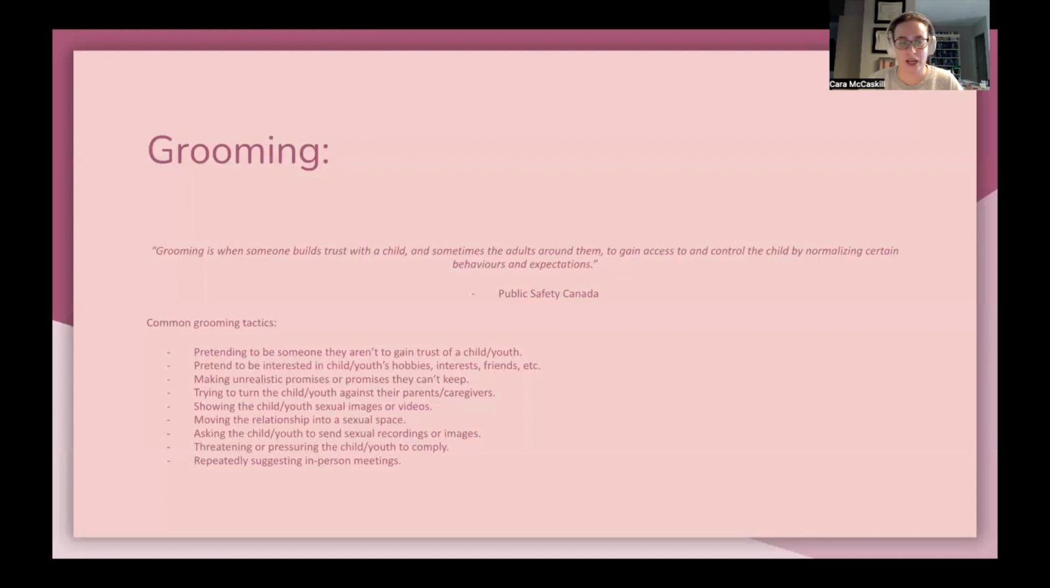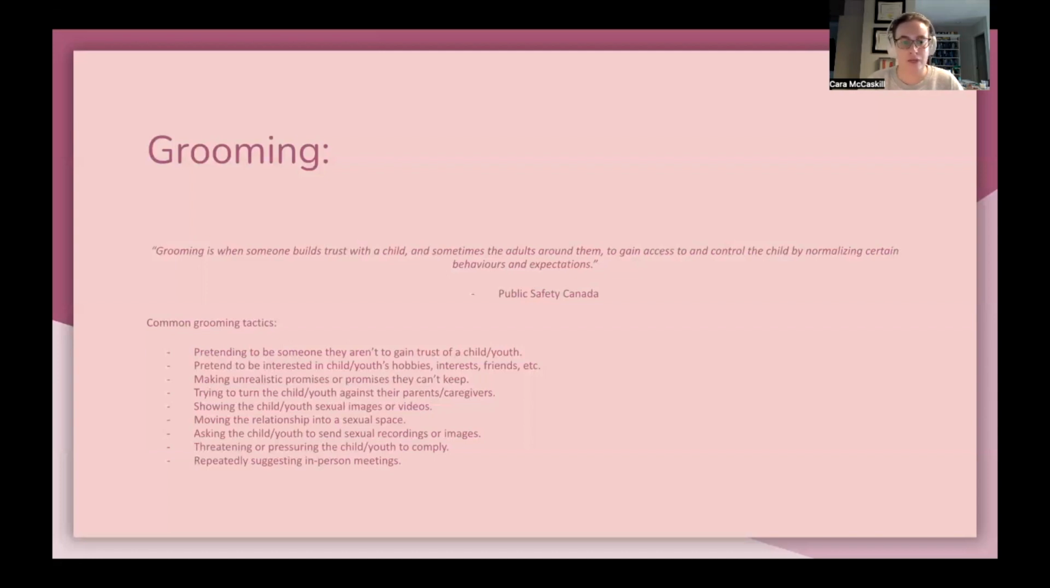They might initiate sexual conversations by showing the child or youth sexual images or videos, or by moving the relationship into a sexual space, kind of trying to normalize the sending of sexual images and videos with children and youth. They might try to normalize having sexual conversations with children and youth in order to, again, gain access and control their behaviors. And then once they've established that norm, they may ask the child or youth to start sending recordings or images of a sexual nature, which then could lead to threatening or pressuring the child or youth to do what they're asking, again, with that aspect of control.